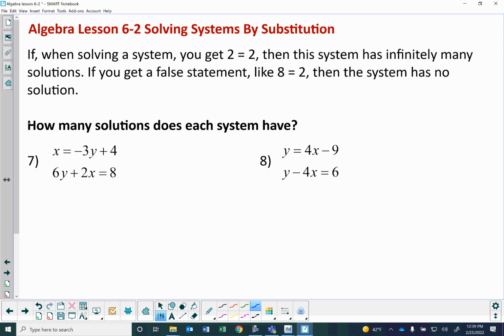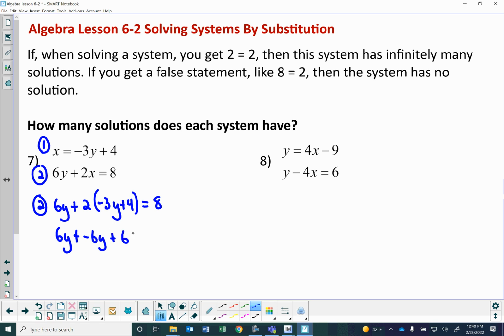Okay, in the first equation, we have x is equal to negative 3y plus 4. And in the second equation, we have 6y plus 2x is equal to 8. Since the first equation is solved for x, I'm going to plug in negative 3y plus 4 every time I see an x in equation number 2. So I have 6y plus 2 times x, which is negative 3y plus 4, is equal to 8. So 6y plus, distributing my 2, that gives me negative 6y plus 6 is equal to 8. Well, 6y plus negative 6y cancels out, and I get 6 equals 8, which is a false statement because 6 does not equal 8.